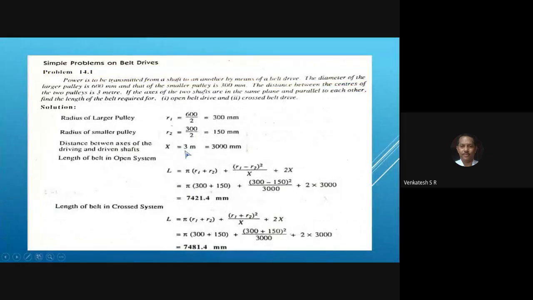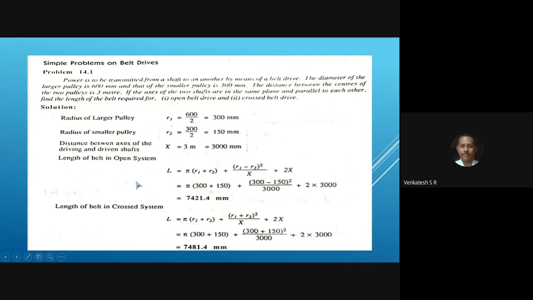X equal to 3 meters. In the problem, always you have to use millimeter, not meter. Convert meter into millimeter. 3 meter, the distance between the centers of the pulleys, that is 3000 millimeter. So these are the data available in the problem.